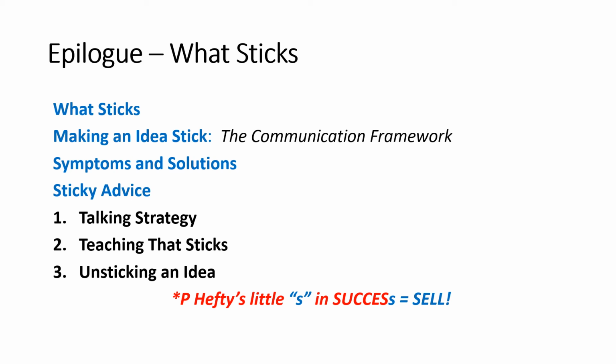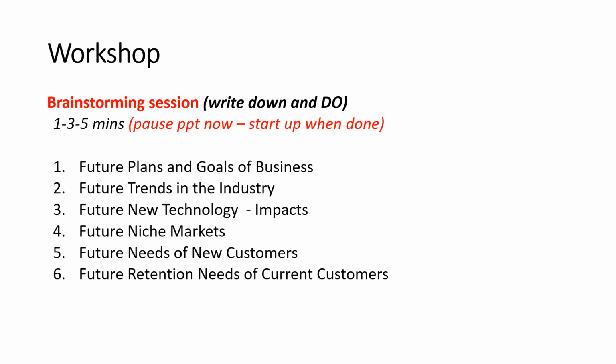Again, last one, the S, the small s that they don't talk about, is sell. So again, talk about how you're going to sell it at the end. It's a great finish and kind of wrap up to your marketing plan and those six principles. Add that seventh, sell. So workshop, real quick, look at those future plans and goals of the business.